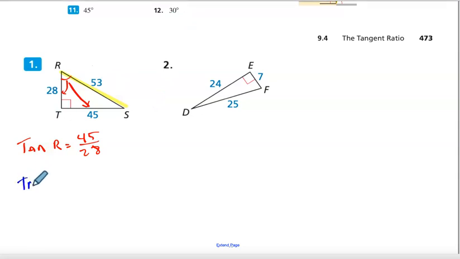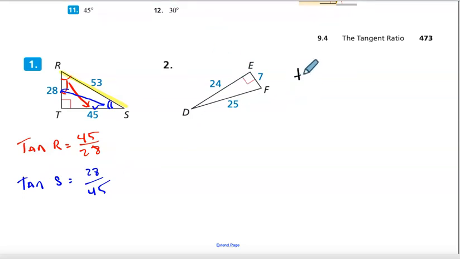The second acute angle here is the tangent of S, and the opposite of S is 28, and the adjacent of S is 45. If you notice, the similarity here is that the tangent of each acute angle is a ratio of opposite over adjacent. So one acute angle is 45 over 28. The second acute angle is just going to be the reciprocal, which is 28 over 45.